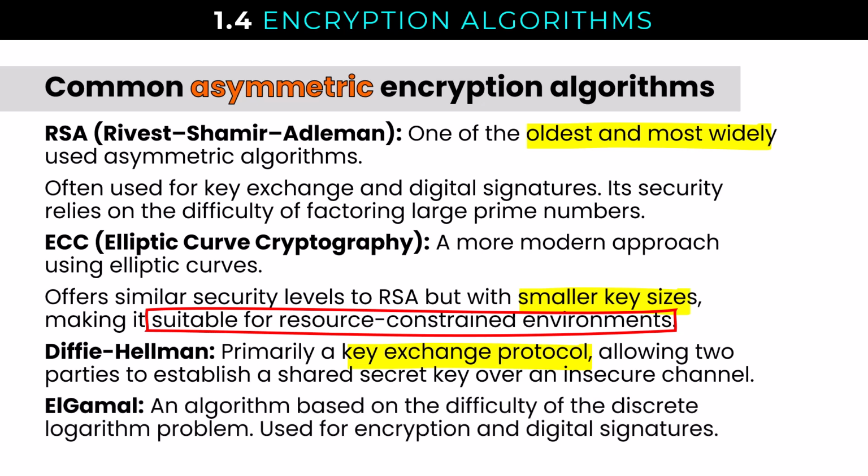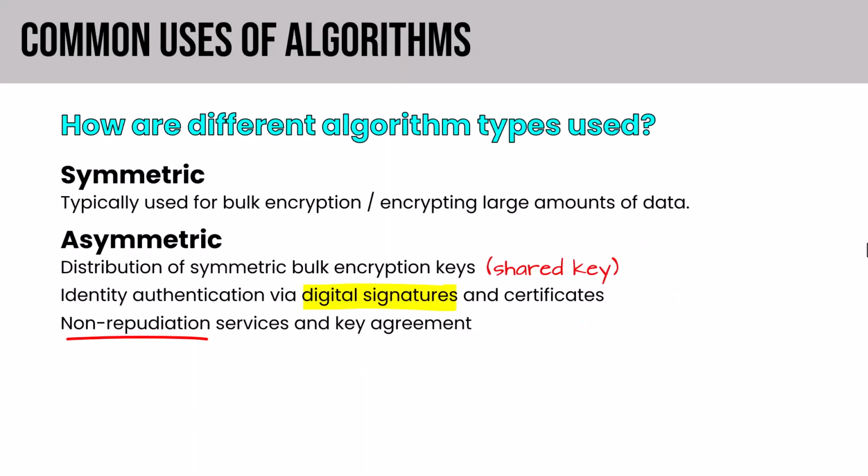And then El-Gamal, an algorithm based on the difficulty of the discrete logarithm problem used for encryption and digital signatures. As for mention on the exam, I'd say any of these could come up. El-Gamal would be the least likely. So to revisit our common uses, AES 256 would be a common symmetric encryption scenario. And then on the asymmetric side, we've got RSA, Diffie-Hellman, elliptic curve, or ECC.